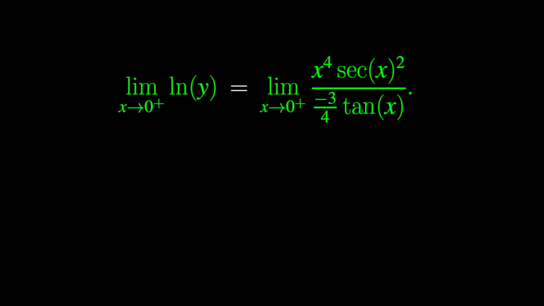We simplify the numerator of logarithm of y as x to the power 4 times secant of x to the power 2, and the denominator as minus 3 over 4 times tangent of x, and take their limit as x goes to 0 plus. We see that both limits are still 0. Consequently, we still have to repeat the process one more time.